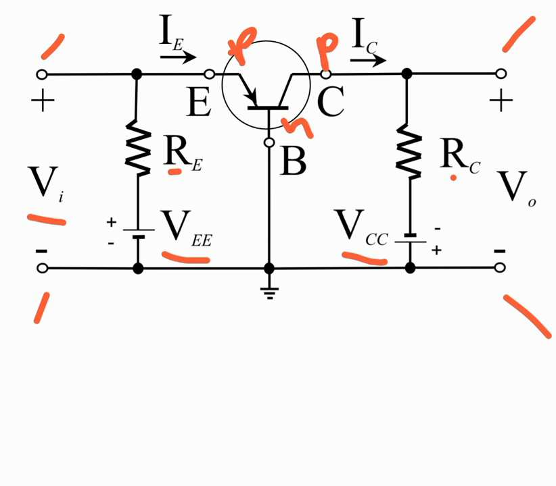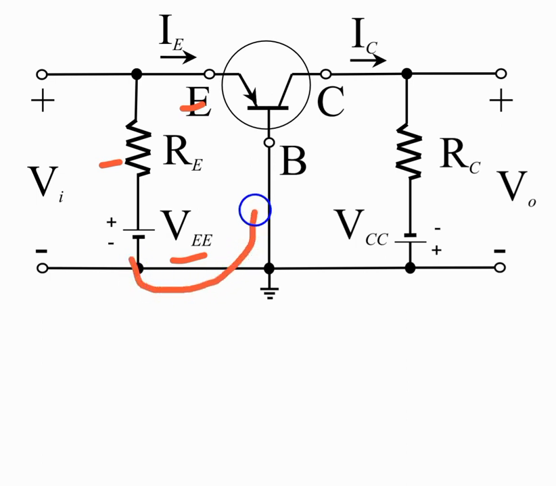around which this AC signal that is applied externally will be processed. For example, it will be amplified by this circuit. So now let us see the biasing condition. The positive of this voltage source is connected to the emitter through the resistor RE. The negative of this voltage source goes to the base.